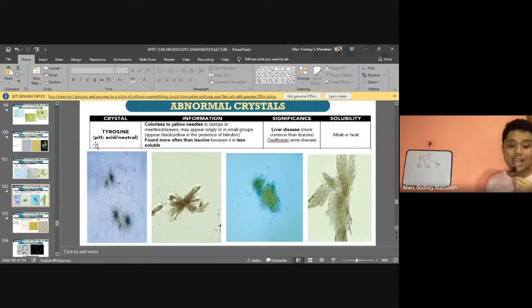Bilirubin, leucine, and tyrosine: the liver disorder crystals. Okay, so we'll start first with tyrosine.